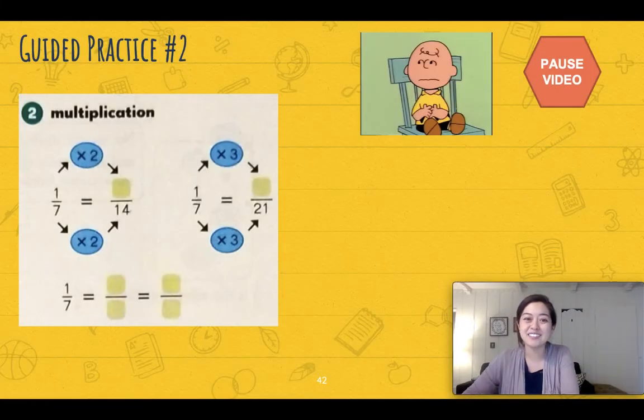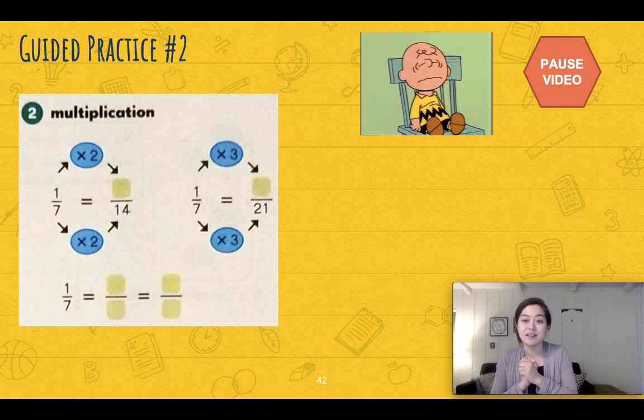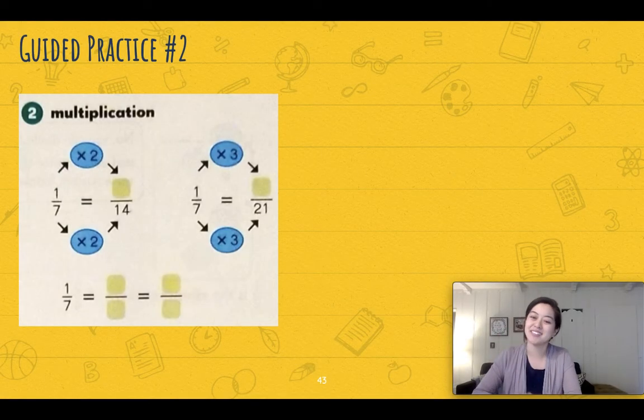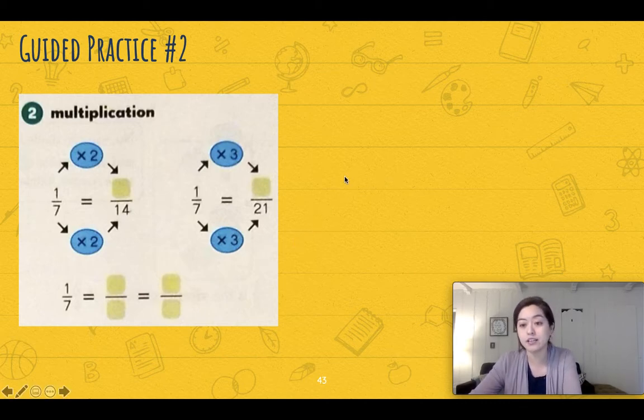Okay, this is our last guided practice for today. So why don't you try it on your own? I will be waiting. Hi, let's check what you have. Okay, so now instead of using the bar model, we're going to just use multiplication to find the equivalent fraction.